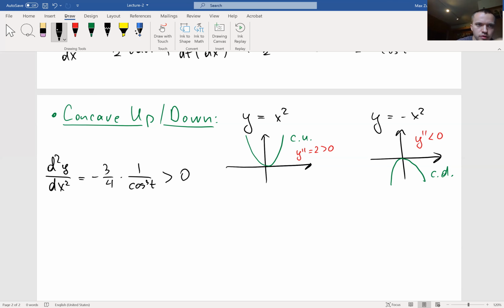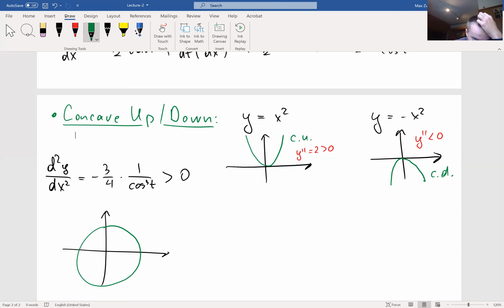But here, I'm going to give you a hint. We need to remember the definition of the cosine. The sign of this expression depends only on the sign of cosine cube of t. But we have a minus sign here, so we want cosine cube of t to be negative. So we're interested in where my cosine is going to be negative. We know that cosine is positive in the first and fourth quadrants, and negative in the second and third quadrants. So using this fact, you can finish this problem.